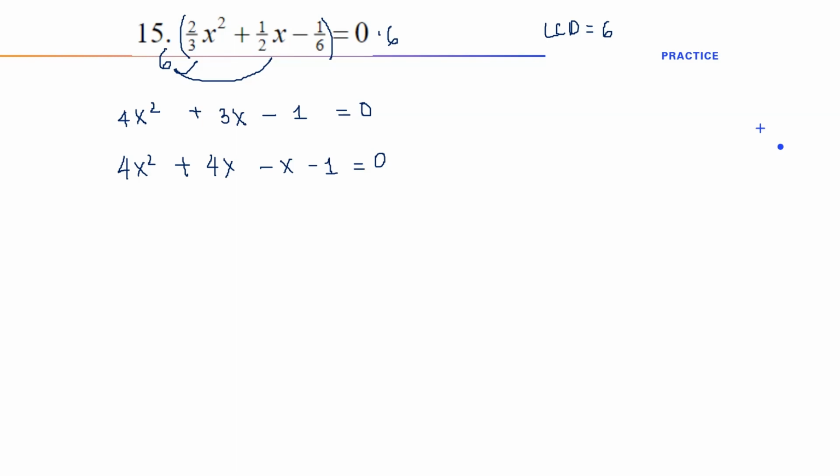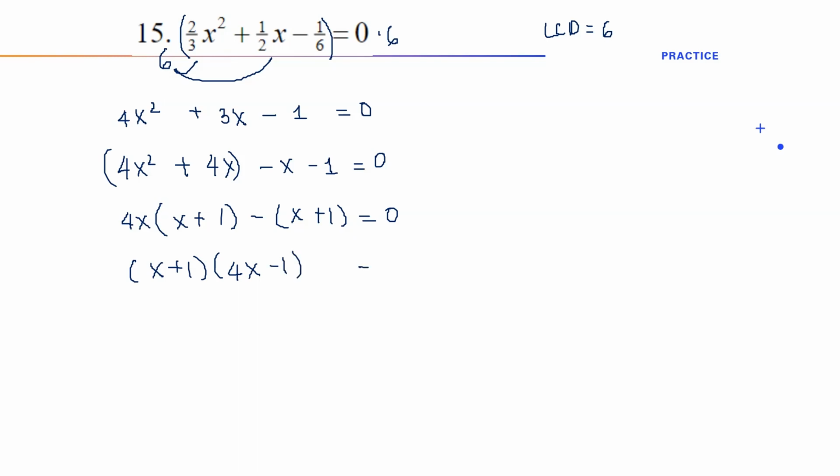Alright. So for the first group, the second group is the rest. For 4x in common, x plus 1. And then minus x plus 1. Take negative 1 out. Now we have in common x plus 1. Left over 4x minus 1. Now x equal negative 1 or x equal 1 over 4.